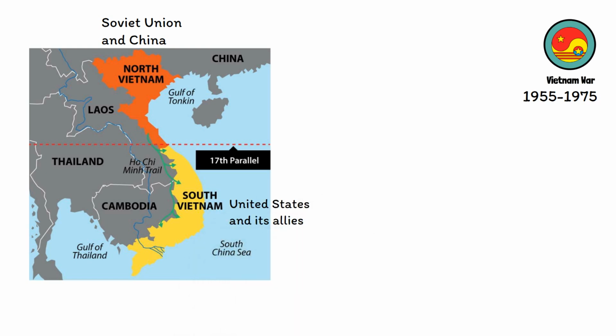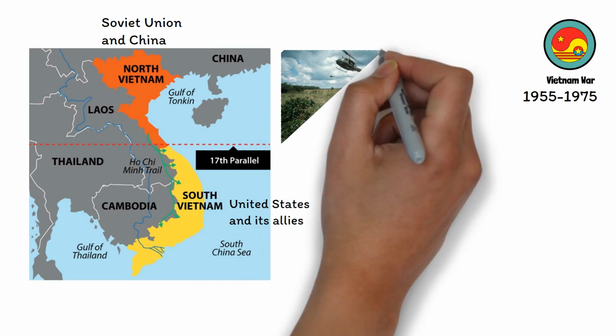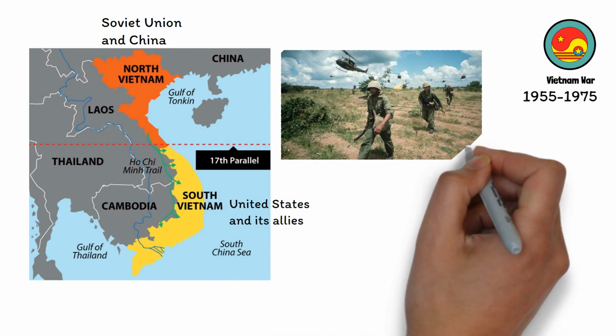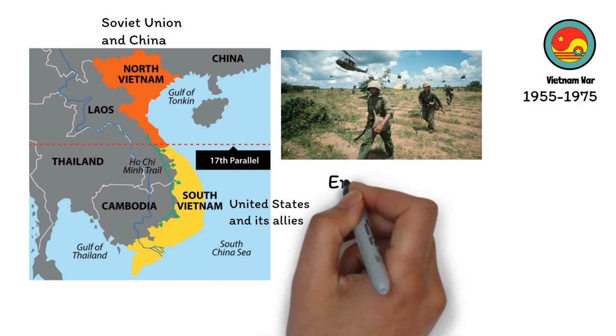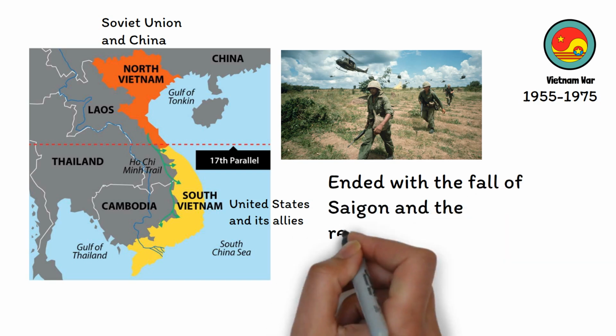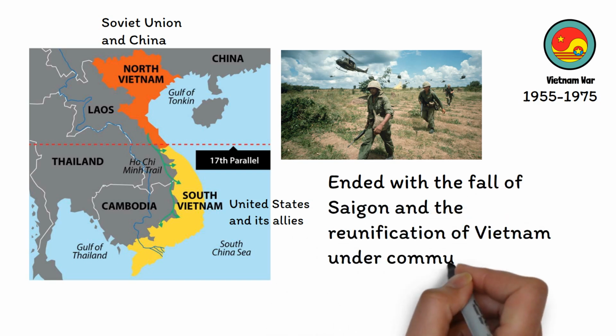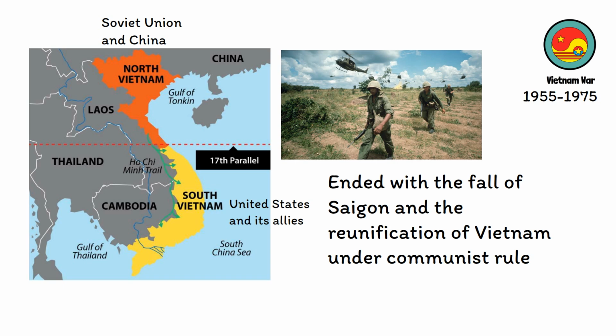The war was a result of the Cold War and the attempt to prevent the spread of communism in Southeast Asia. It witnessed guerrilla warfare and heavy bombing campaigns, causing significant civilian casualties. The war ended with the fall of Saigon and the reunification of Vietnam under communist rule.